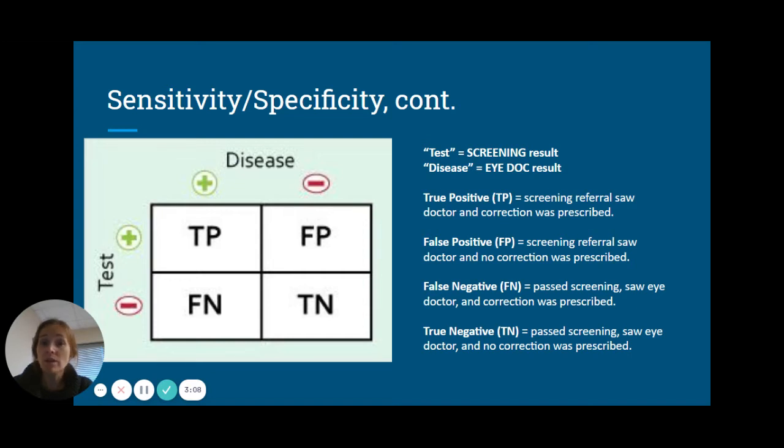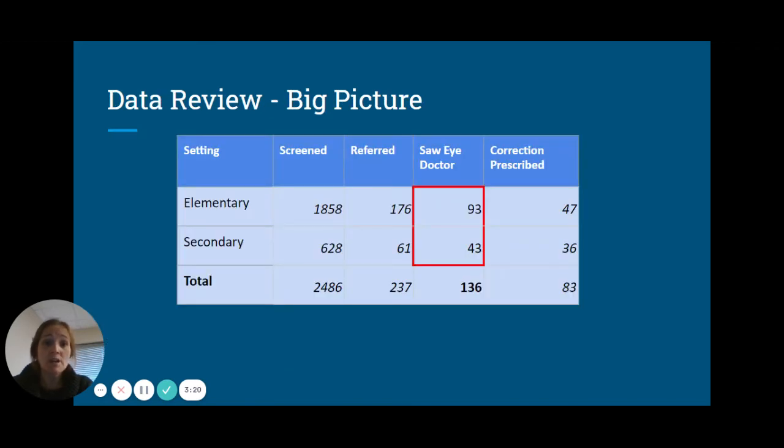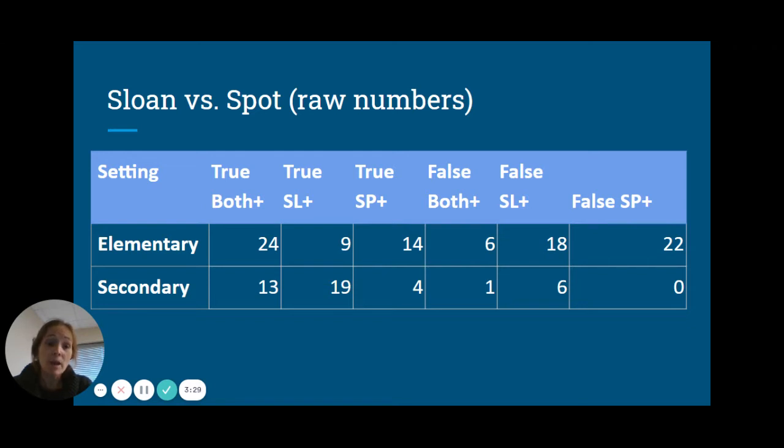So all we can really look at is the subgroup of students who were referred and saw an eye doctor. That means that our sample size is now 136 students, not the 2,500 students that were screened. So these are the kids who actually make up our sample size, 93 from the elementary sites and 43 from the secondary sites. And these are our raw numbers showing who was referred at the elementary and secondary levels, why they were referred, and what the outcome was.